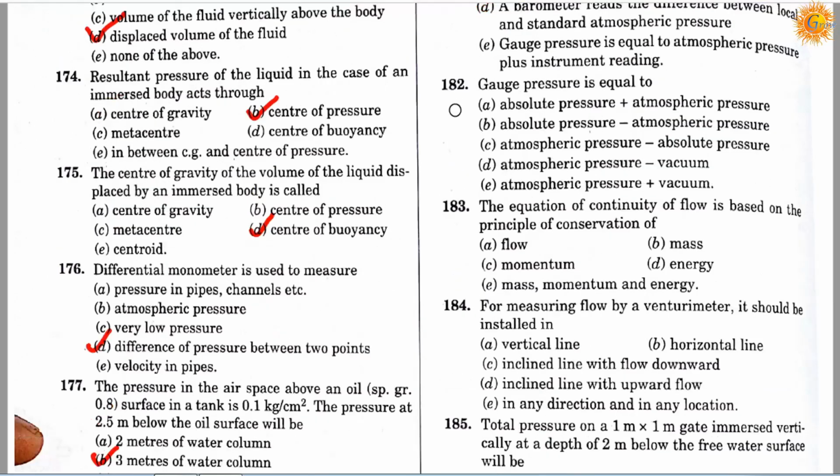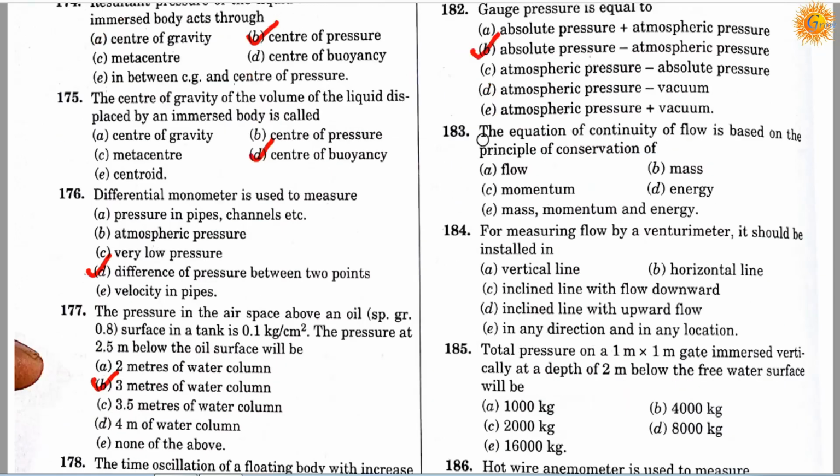Question number 182. Gauge pressure is equal to: option A, absolute pressure plus atmospheric pressure. Option B, absolute pressure minus atmospheric pressure. Option C, atmospheric pressure minus absolute pressure. Option D, atmospheric pressure minus vacuum. Option E, atmospheric pressure plus vacuum. Correct answer is B. Gauge pressure is equal to absolute pressure minus atmospheric pressure.